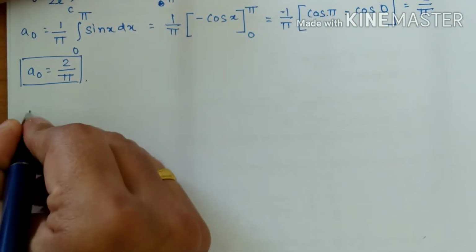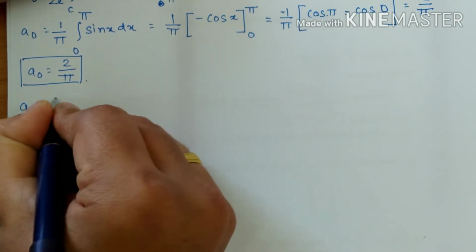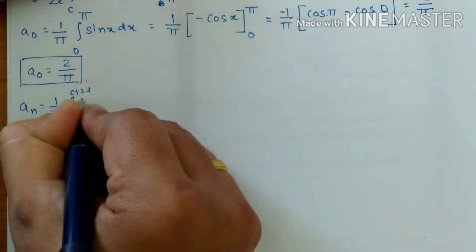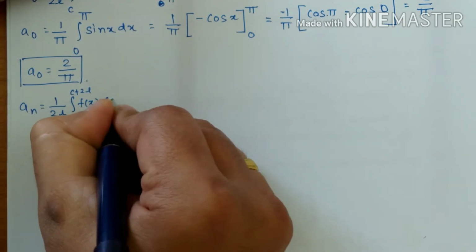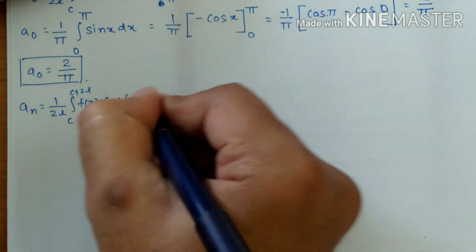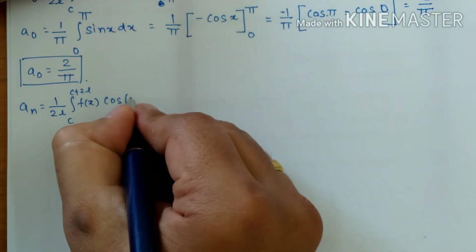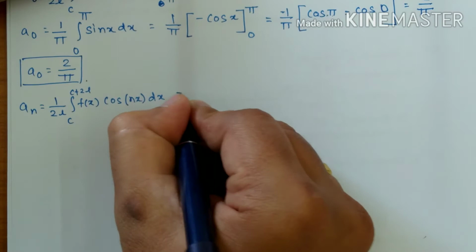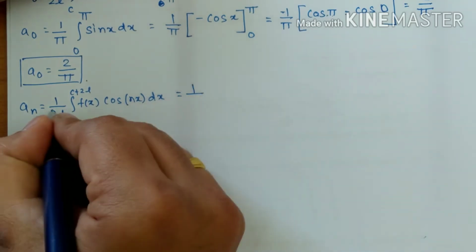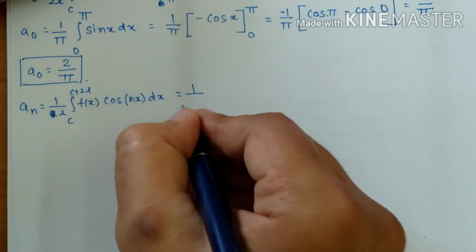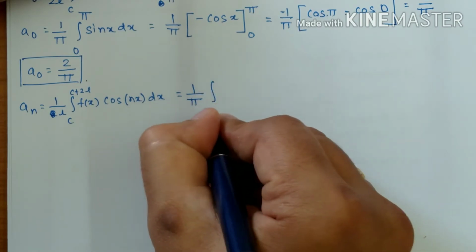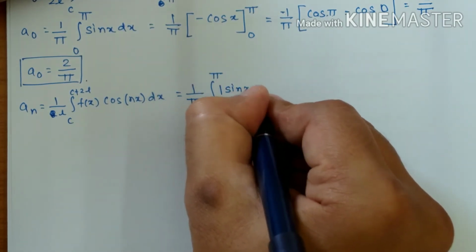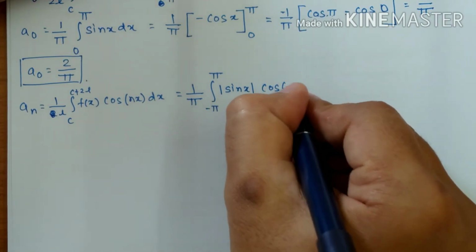What is the formula for an? An is equal to 1 upon 2l integration from c to c plus 2l f of x into cos n pi x upon l. But as we have seen in this problem, l is pi. Hence, we get here cos n x dx. Substitute the values: not 1 upon 2l, it's 1 upon l only. 1 upon pi, integration from minus pi to pi. The value of f of x is mod of sin x into cos n x.